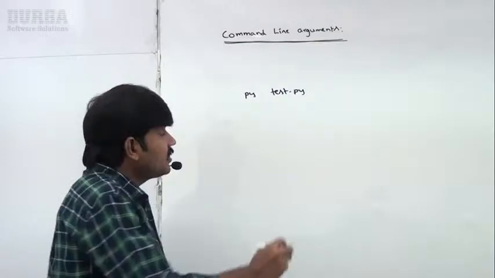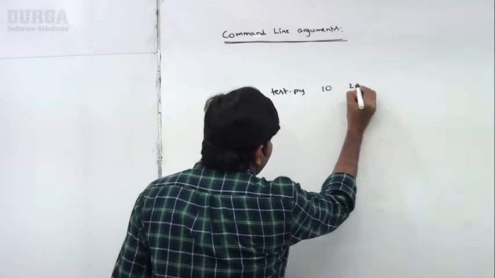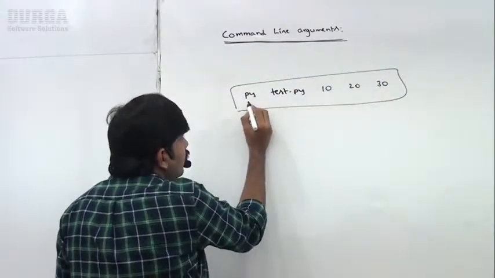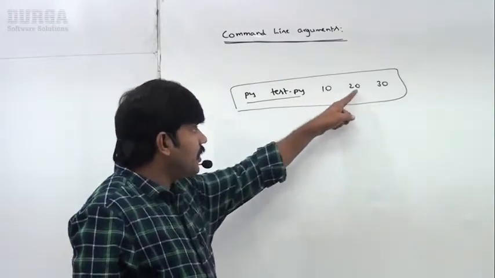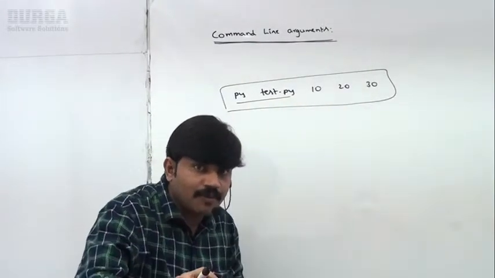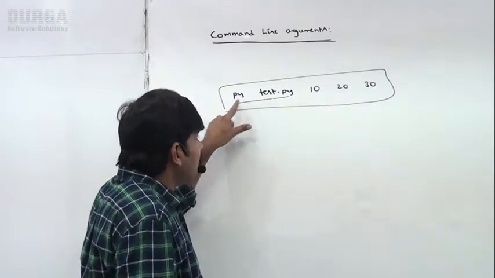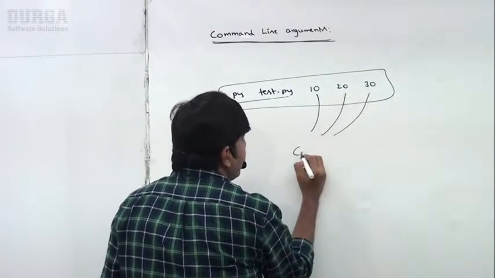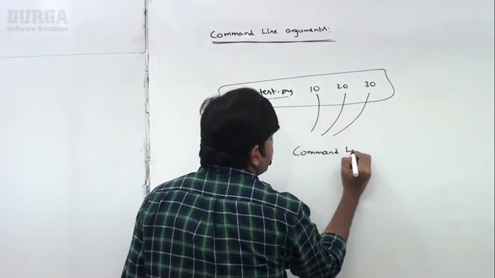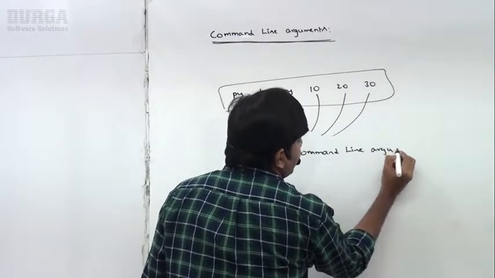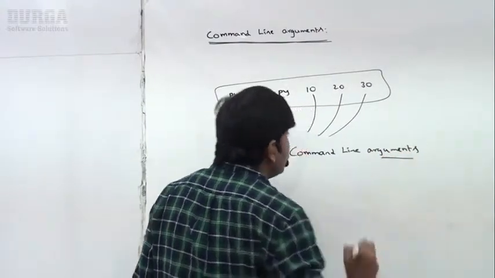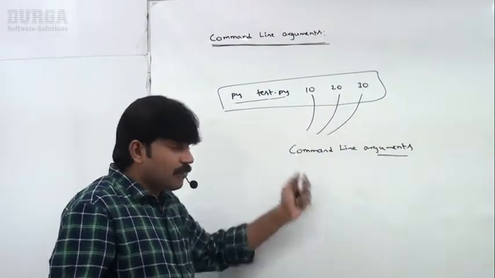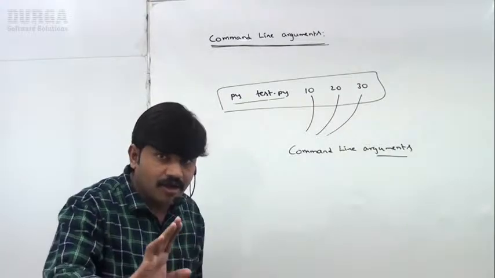Sir, while executing this command, here you can pass some arguments with this command. Are you getting the arguments which are passed from the command prompt? So with the Python script execution, these arguments by default are considered as command line arguments. The arguments which are passed from the command prompt are called command line arguments, right?